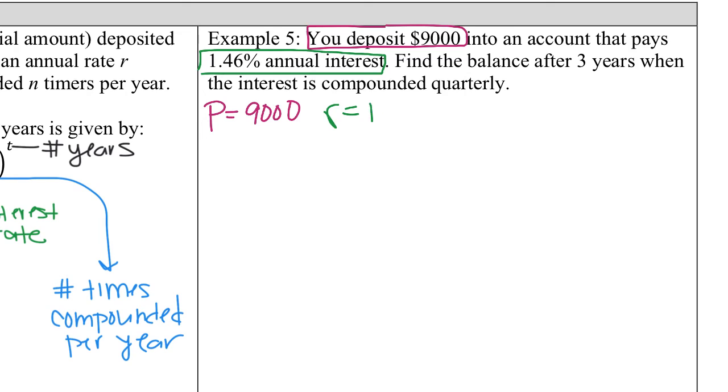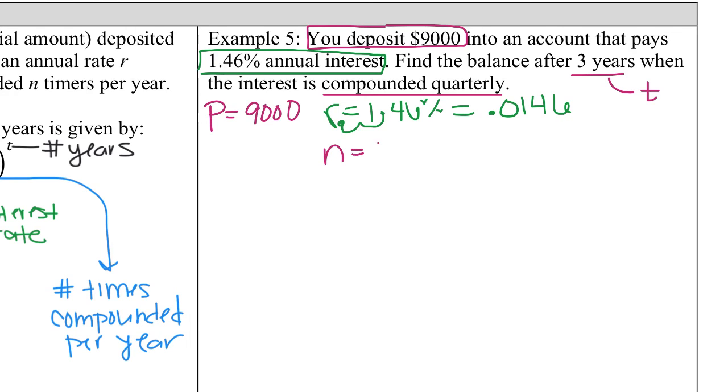But we can't use 1.46%. We need to change that percent to a decimal. So move the decimal point 2 times to the left. So R is actually 0.0146. Now it says find the balance after 3 years, so that will eventually be T, when the interest is compounded quarterly. So compounding quarterly means your N is going to be a 4.